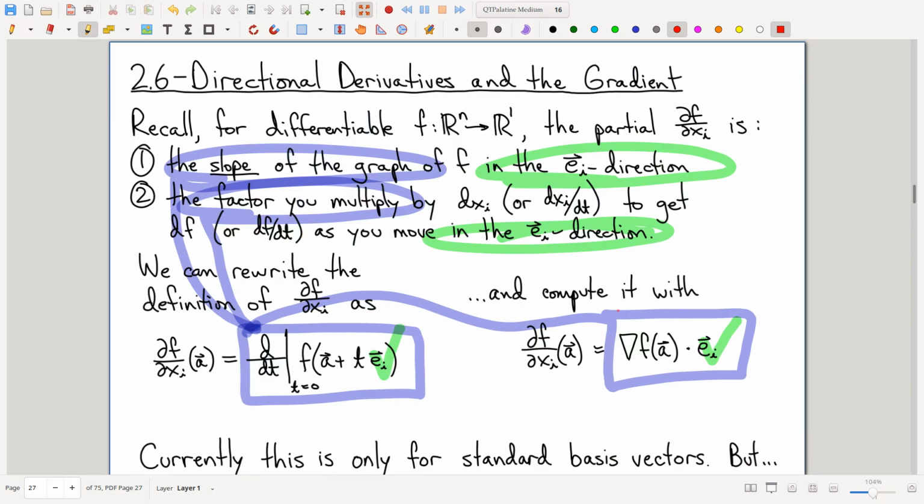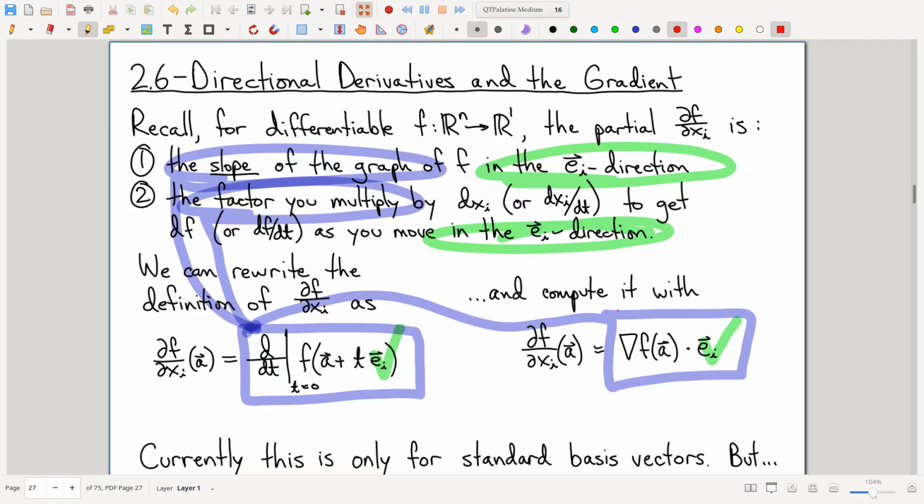I've got this weird expression here that I'm pointing to, and I say that it's equal to the slope of the graph, and it's a multiplicative factor, and it's computed with a dot product of the gradient, but only if you use a standard basis vector. And then I'm going to return to the point we just made. Yeah, but all unit vectors are standard basis vectors if you look at them right.